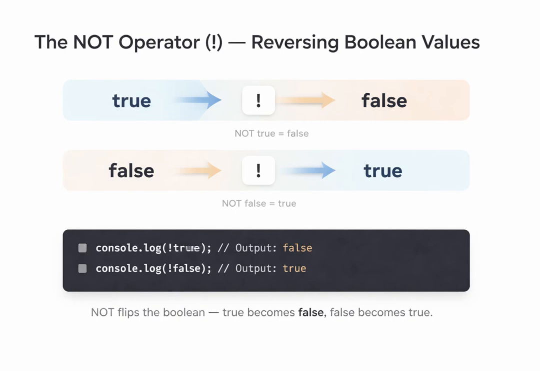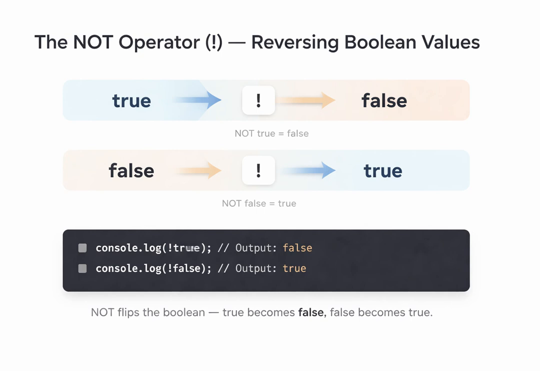The NOT operator does exactly one thing. It flips a Boolean value. If something is true, applying NOT makes it false. If something is false, applying NOT makes it true. The instructor demonstrates this with a simple console log example. If you write not true, the output is false. That's it. It just reverses whatever value you give it. Now, you might wonder, when would you actually use this? The instructor gives a practical example. Imagine you fetched some data, and you want to check if that data does not exist.